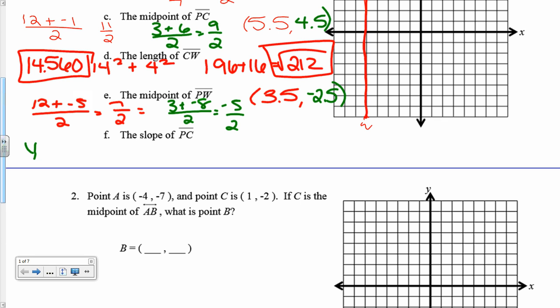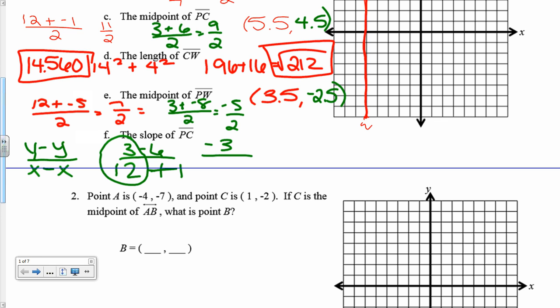And then the slope for PC, subtract my y values. So this one's going to be y minus y over x minus x. So for PC, 3 minus 6, and then 12 minus negative 1. Make sure that these are from the same point. So 3 minus 6 is negative 3. 12 minus negative 1 is 13. So we get negative 3 over 13.